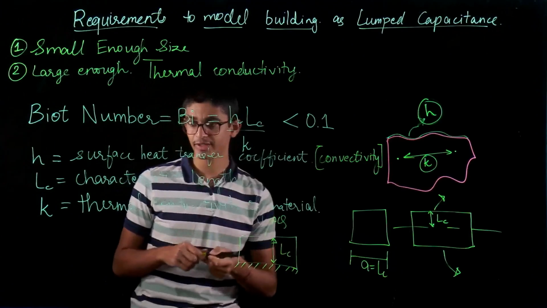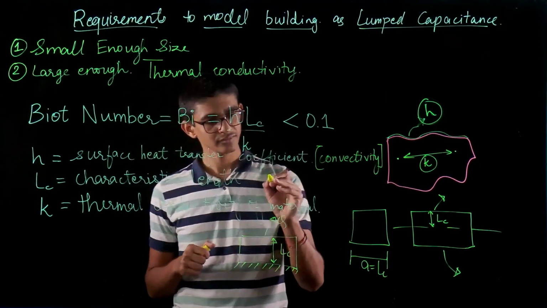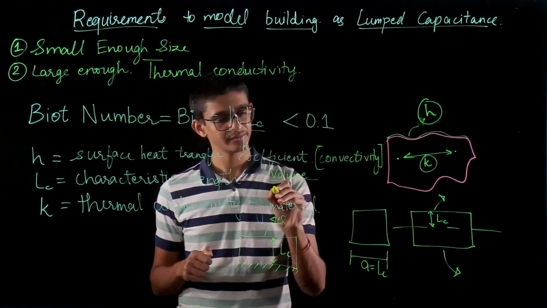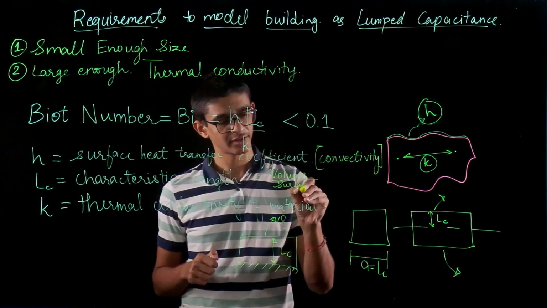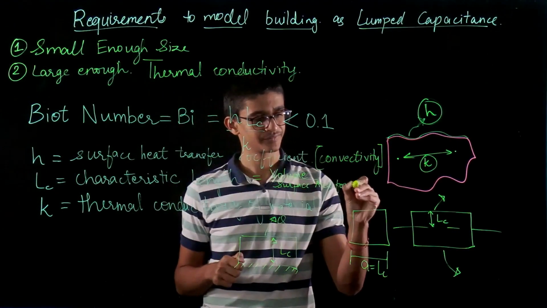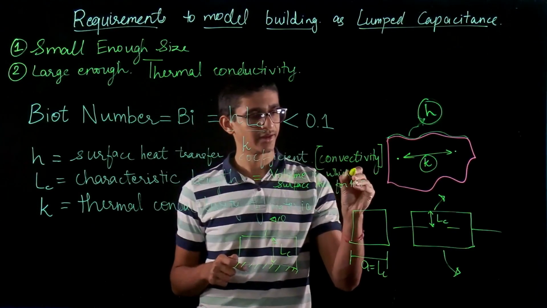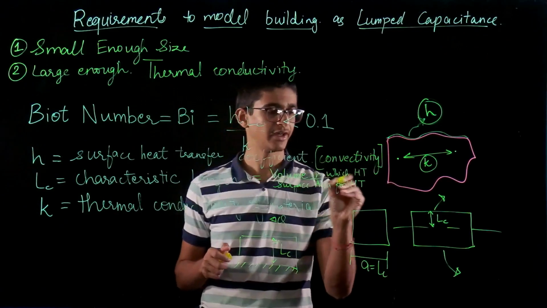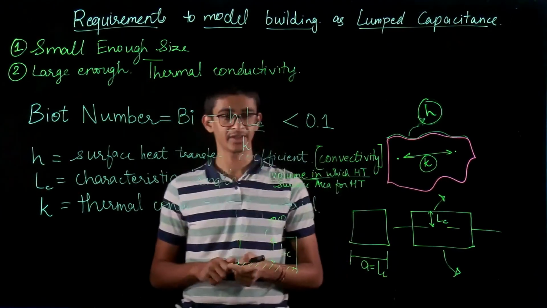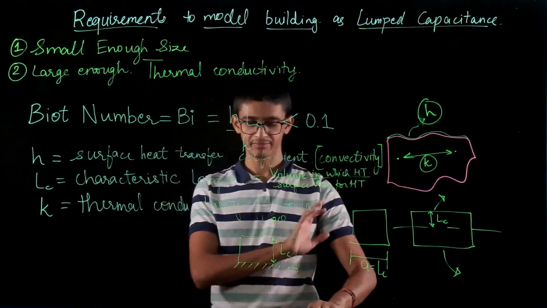So basically the formula for Lc is the volume divided by surface area for heat transfer: the volume in which heat transfer takes place, divided by the total surface area from which the heat transfer is taking place. This is a very simple formula, and it works everywhere.